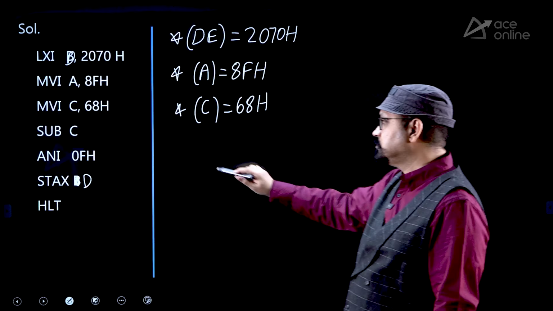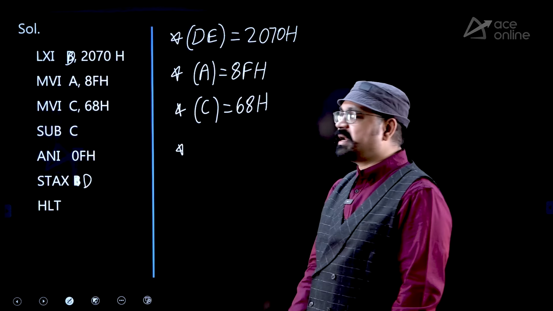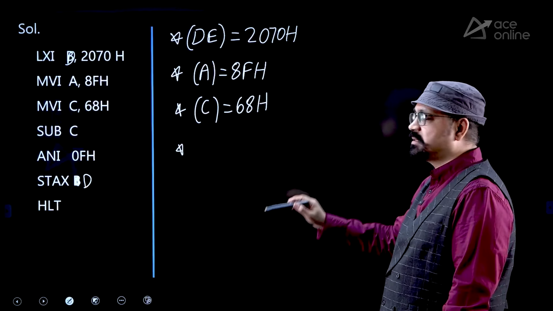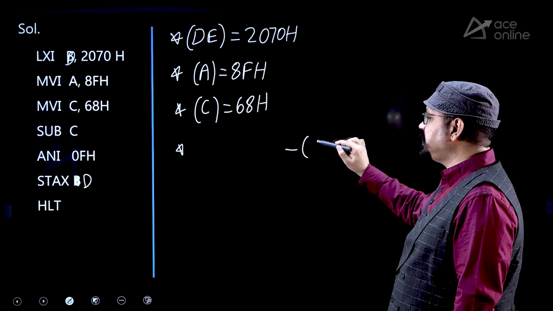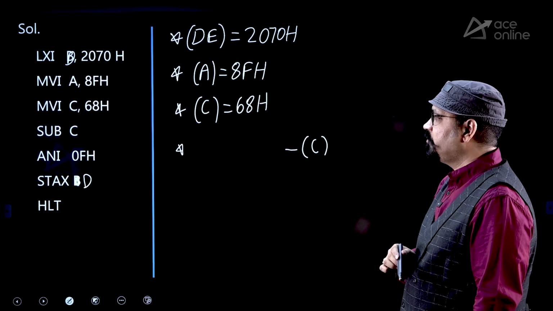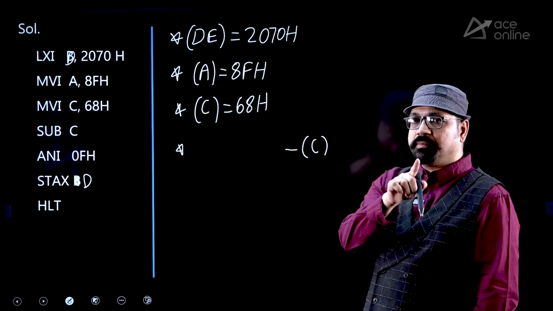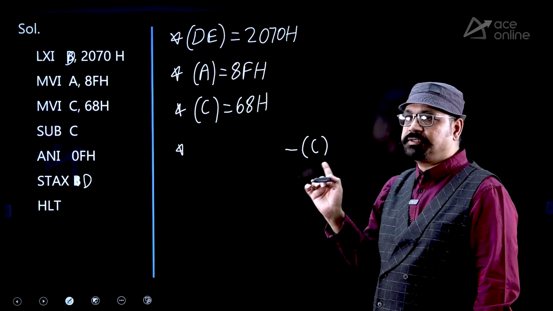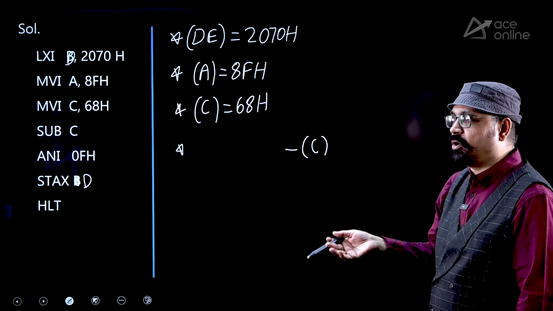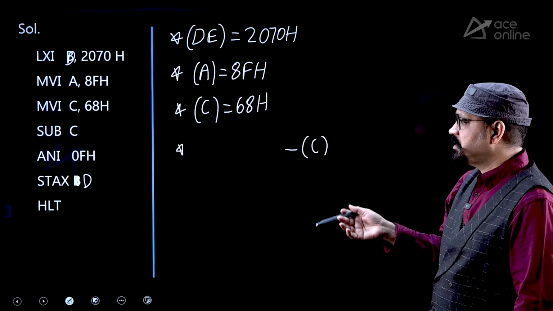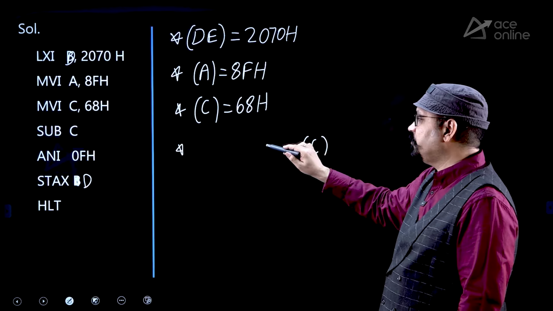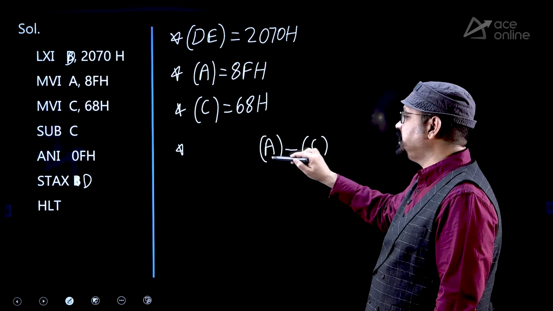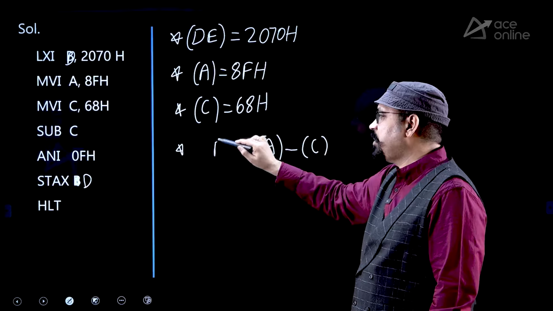SUB C. SUB C means what? Subtract the C register content from whom? Nothing is mentioned. You are supposed to have an understanding of the instruction set. In 8085, it is an accumulator-based ALU. There is no need to mention the accumulator. From the accumulator, we subtract the C register, and the result is stored back into the accumulator.